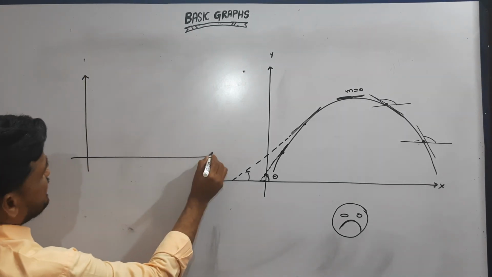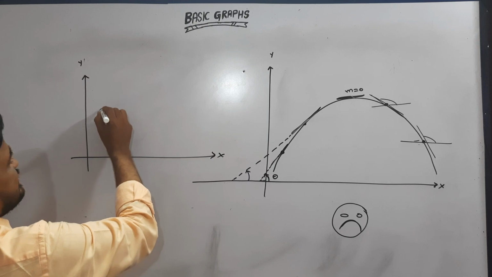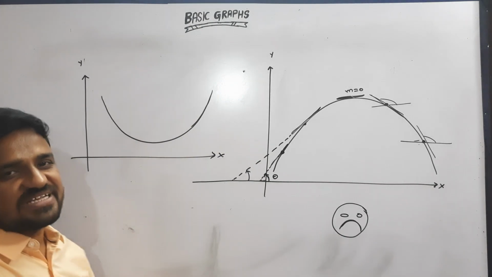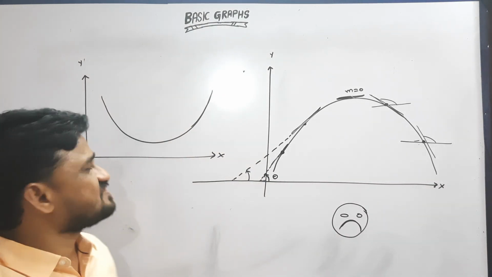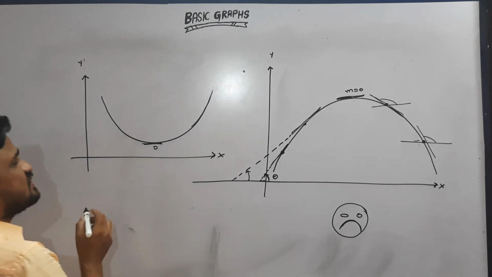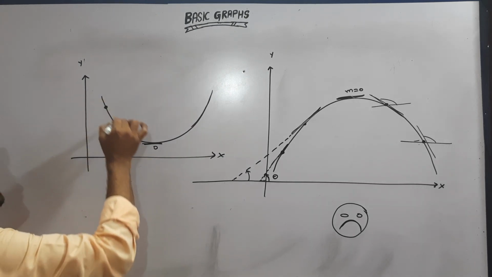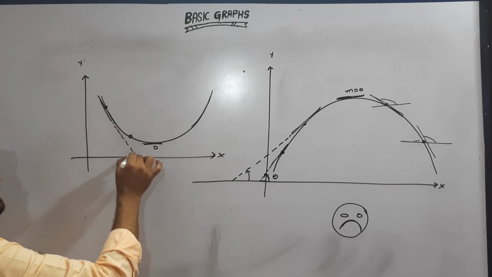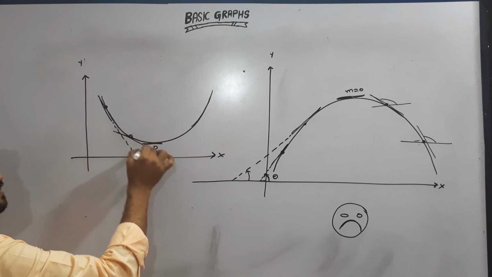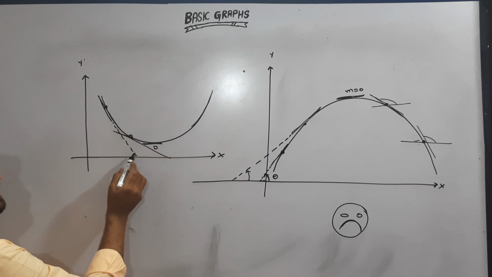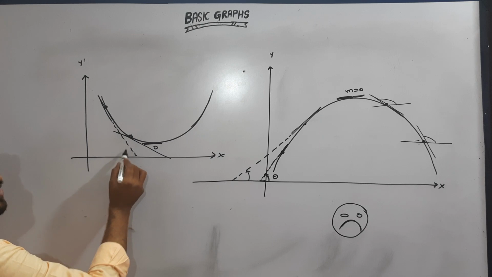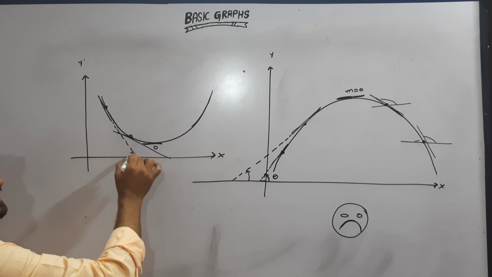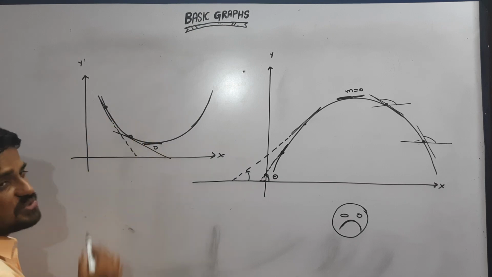Suppose the graph is like this. Here graph represents slope increases. See, here slope 0. Consider 2 points. Angle made by the graph with positive x-axis: here slope gradually decreases, and here negative value decreases. Negative angle decreases to 0.